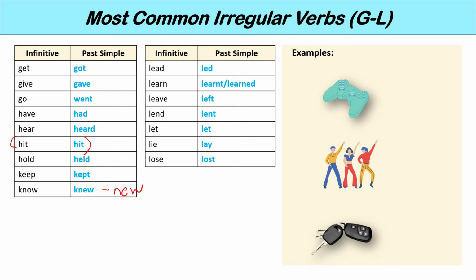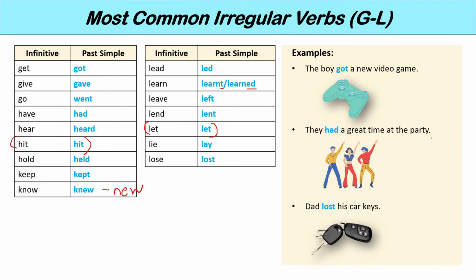Again, here we have learnt, which can be either irregular with the T or regular if you choose to add it with an ED. And let are the same in both the base form and in the past simple. Now let's look at some sentence examples. The boy got a new video game. They had a great time at the party. Dad lost his car keys.